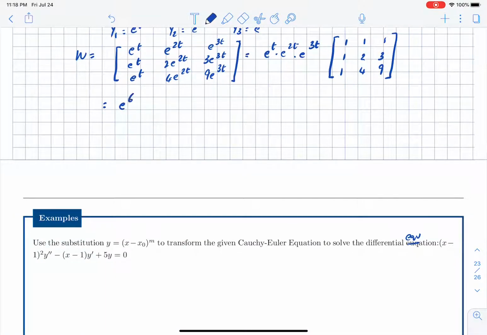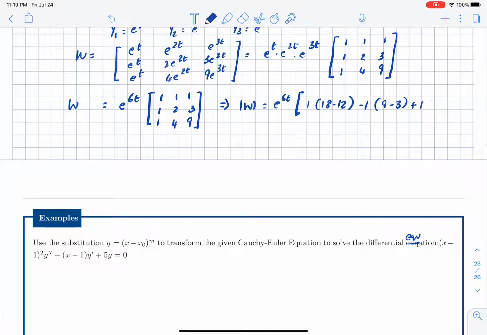Which would give us e^(6t) and the matrix [1,1,1; 1,2,3; 1,4,9]. That would be W, which would imply the determinant of W is e^(6t) times (1 times (18 minus 12) minus 1 times (9 minus 3) plus 1 times (4 minus 2)). That is e^(6t) times (6 minus 6 plus 2), so you get 2e^(6t). Now that is simply the determinant of the Wronskian.